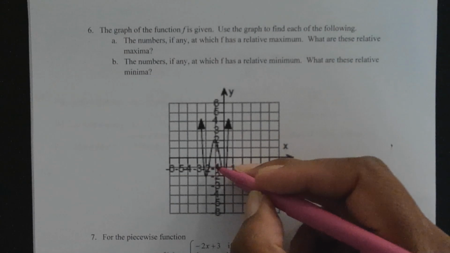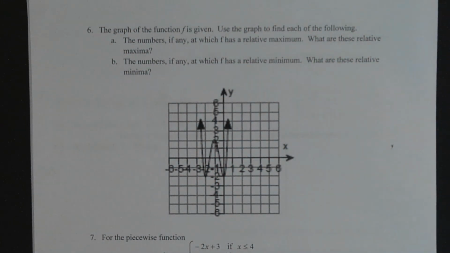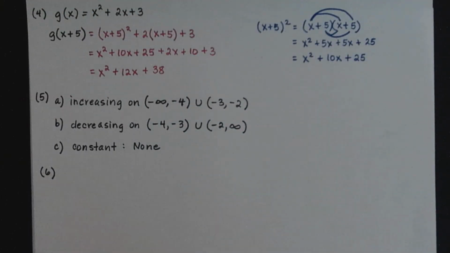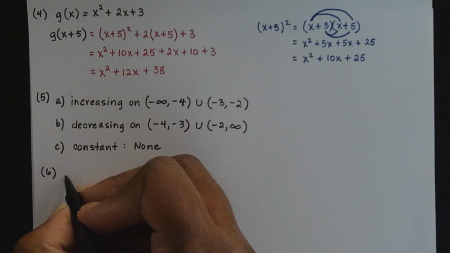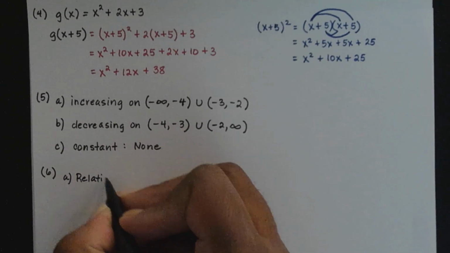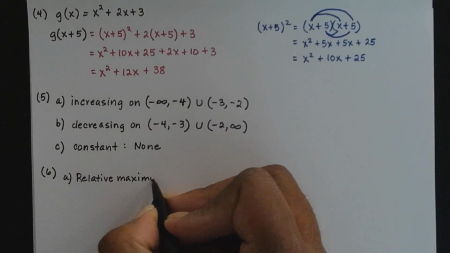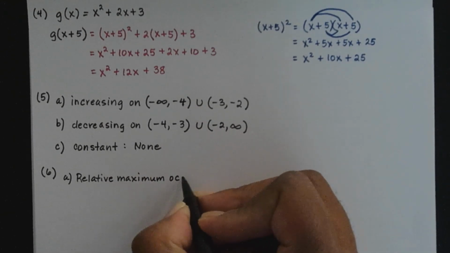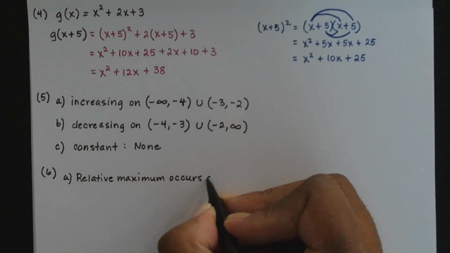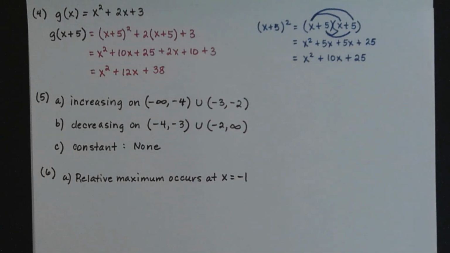What x value does this relative maximum occur? Let's look. Negative 1. This might be hard to see, but at negative 1, that's where the relative maximum occurs. So here we can say that the relative maximum occurs at x equals negative 1.